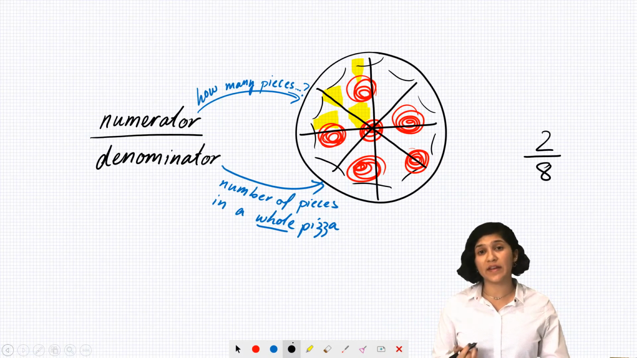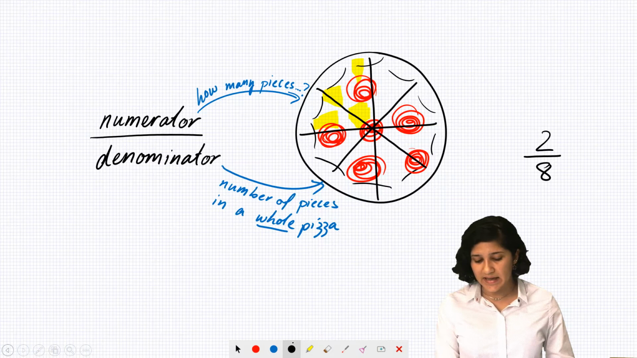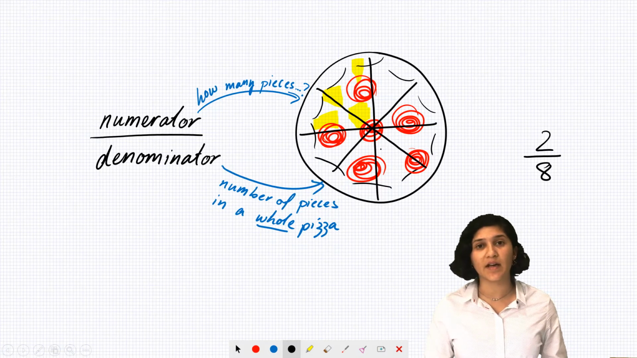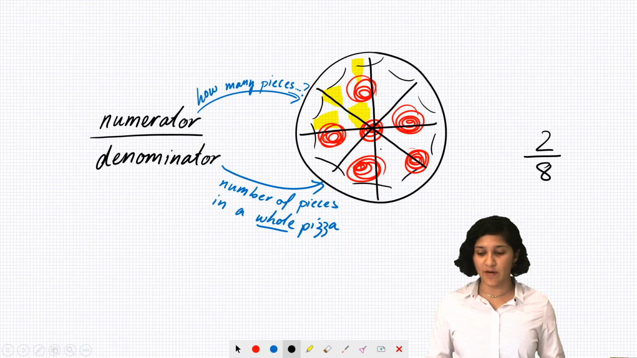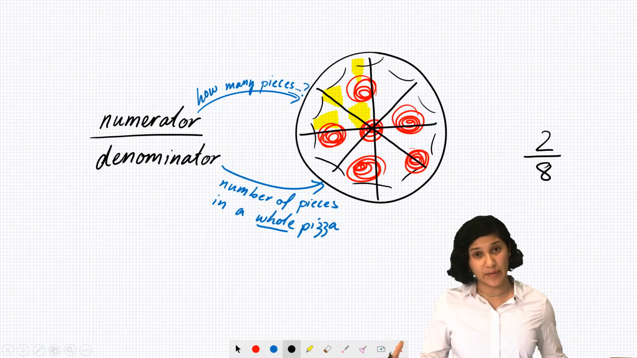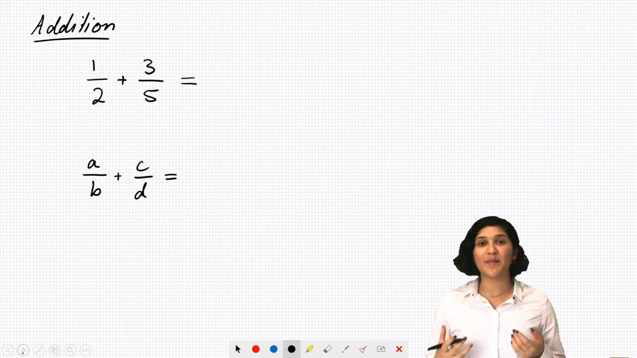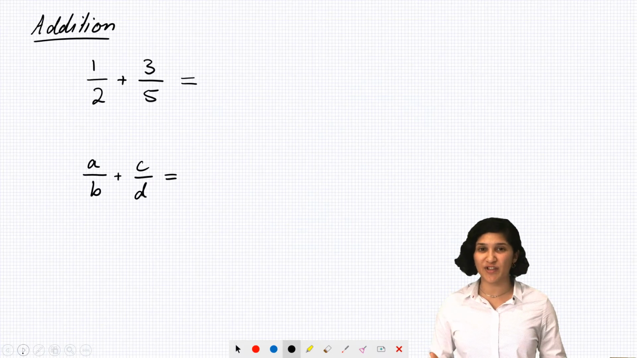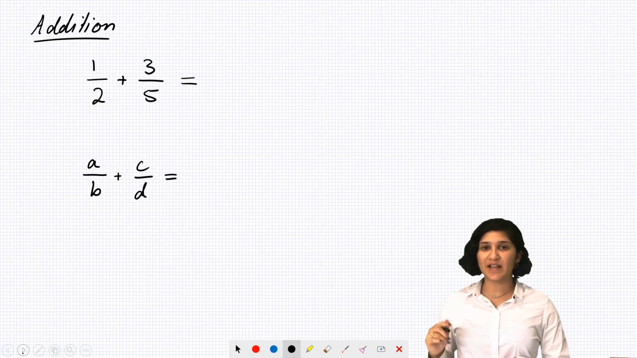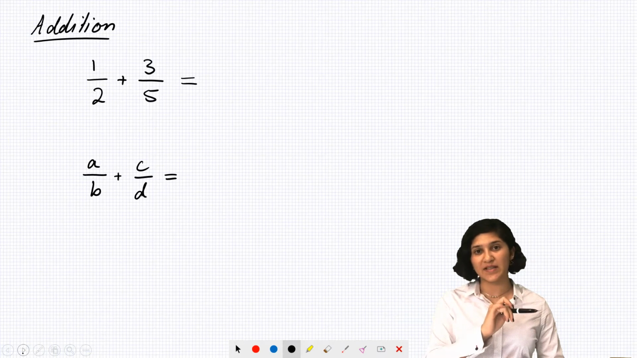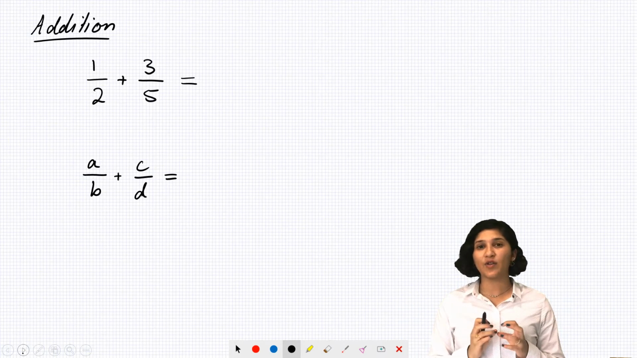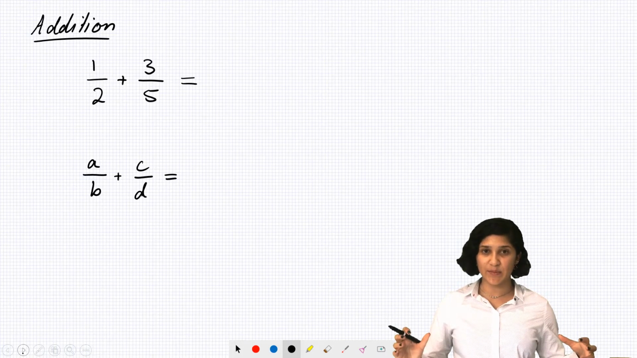And the really important thing to understand with this is that every piece of pizza should be the same size, right? They need to be even pieces. So let's just recap how to do addition of fractions. When I add fractions, I'm basically counting up the number of pieces that I've got, but I can only do that if all of my pieces are the same size.